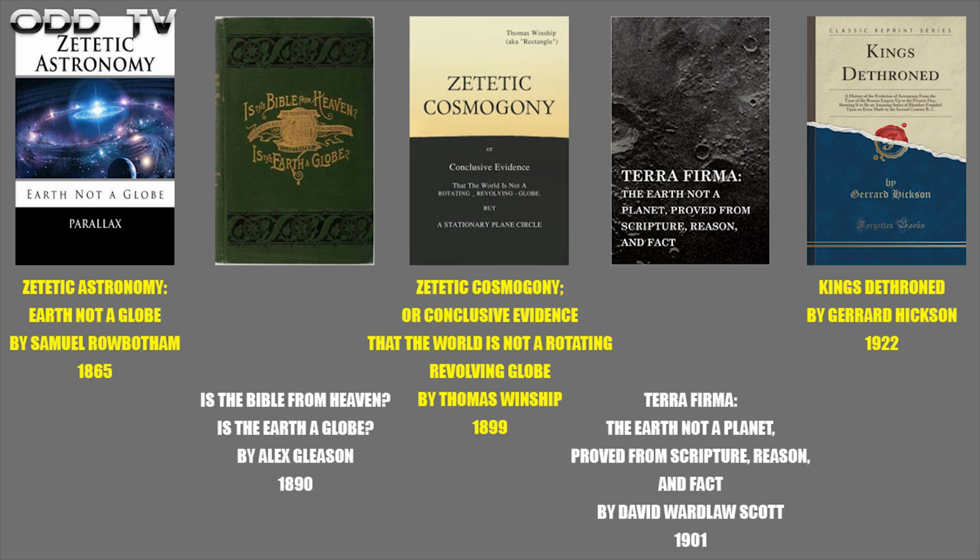We have Zetetic Astronomy from 1865, Is the Bible from Heaven? Is the Earth a Globe? From 1890, and that one was written by the guy who made the now famous Gleason's map, which is a flat Earth map. We have Zetetic Cosmogony from 1899, Terra Firma, Earth Not a Planet from 1901, and so on. If you go to the website archive.org, you can find all of these and many more to download for free.